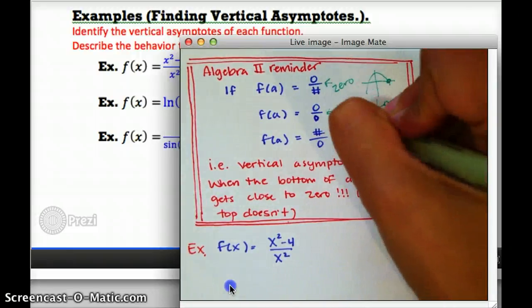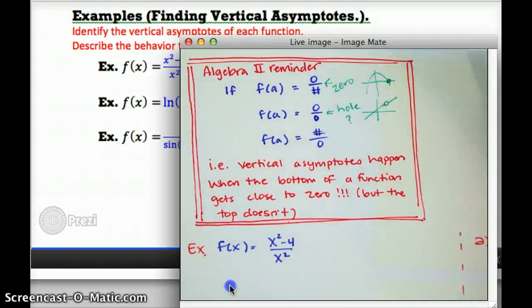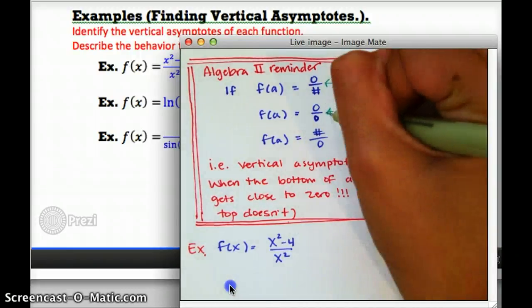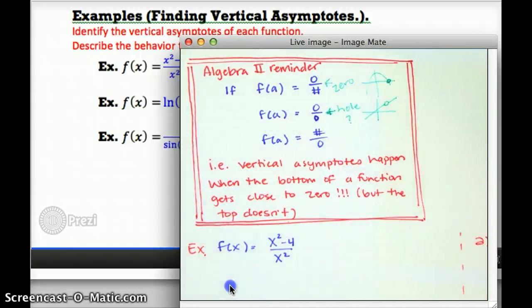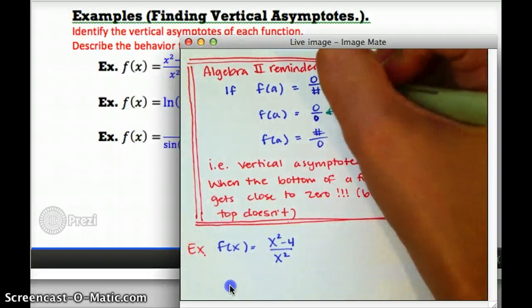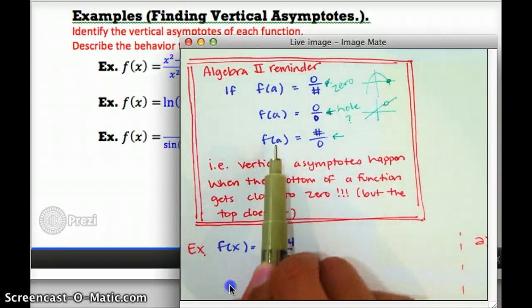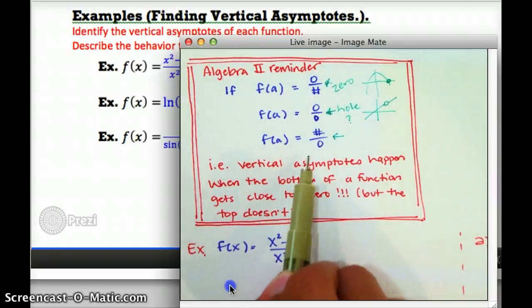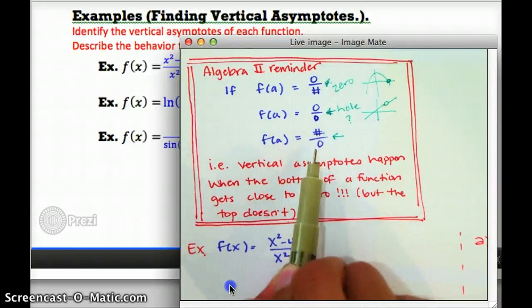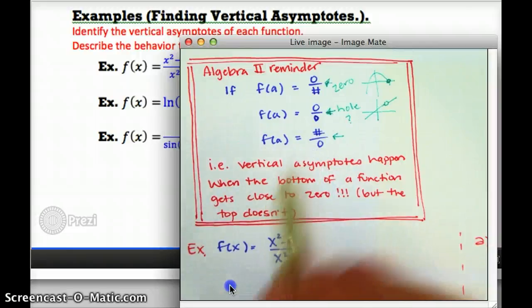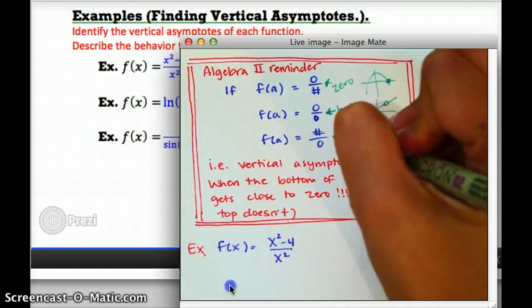Sometimes holes can be a little mysterious, so I'm going to put a question mark there just to indicate that you can't always be sure that it's a hole. But for now, that's enough of an idea. And then the important thing to remember is when you plug in a number for the function and your answer comes out to be a number on top and a 0 on the bottom, which you know doesn't exist, graphically what happens is an asymptote.